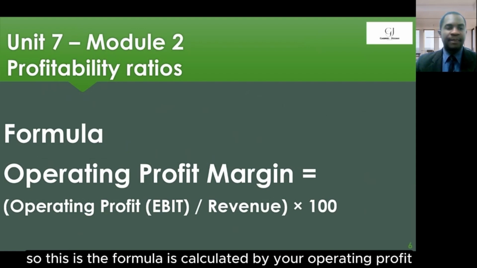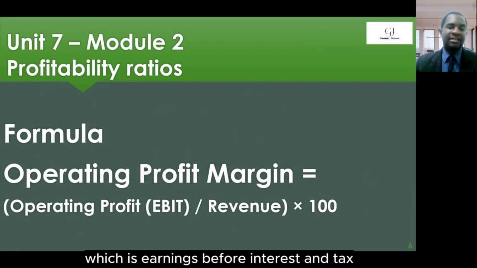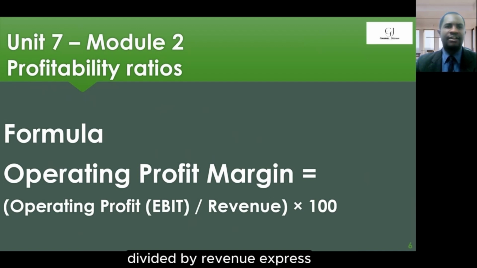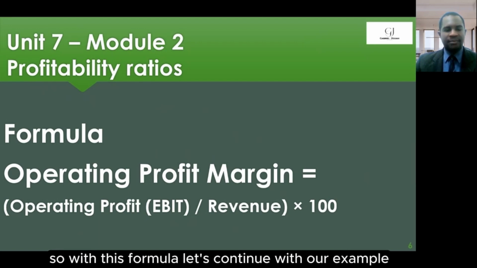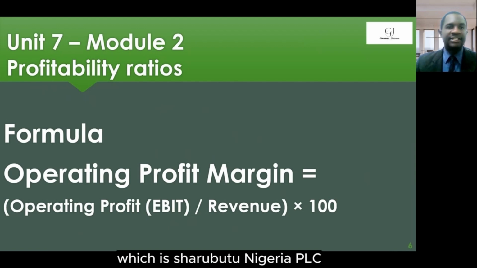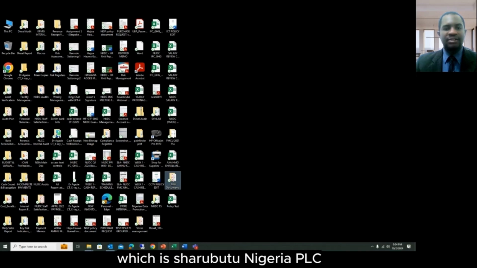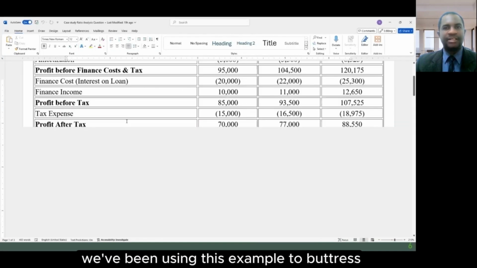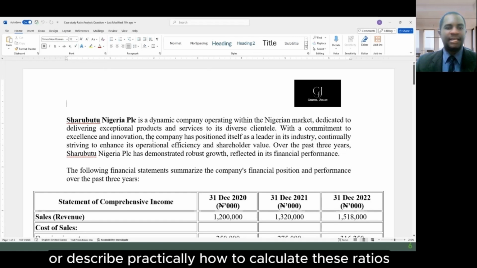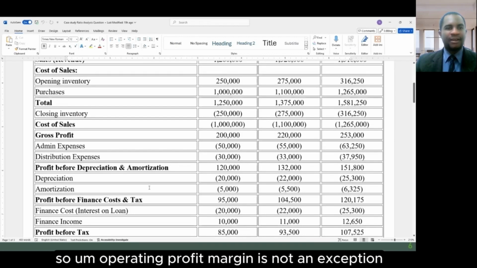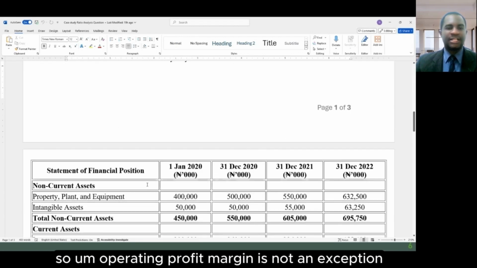So this is the formula. It's calculated by operating profit, which is earnings before interest and tax, divided by revenue, expressed as a percentage of 100. With this formula, let's continue with our example, which is Sharobutu and Sons Nigerian PLC. We'll be using this example to describe practically how to calculate these ratios. So operating profit margin is not an exception.